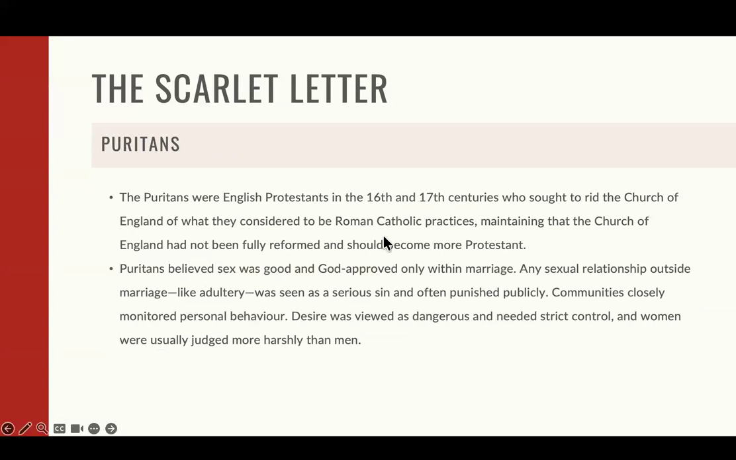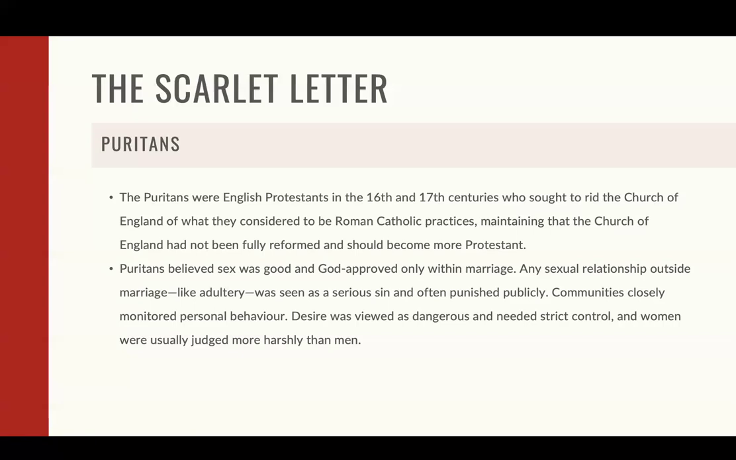Now, since we speak a lot about the Puritans in here, I just wanted to give a little bit of background information on who the Puritans were. Puritans were basically English Protestants in the 16th and 17th centuries, and they wanted to get rid, from the Church of England, of what they considered to be Roman Catholic practices. They maintained that the Church of England had not yet been fully reformed and that the church should become more Protestant. So Puritans believed basically that sex was good and God approved, but only within marriage.